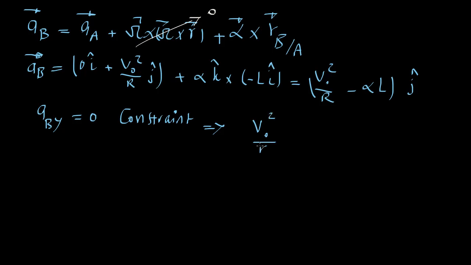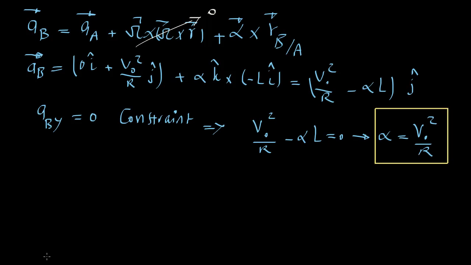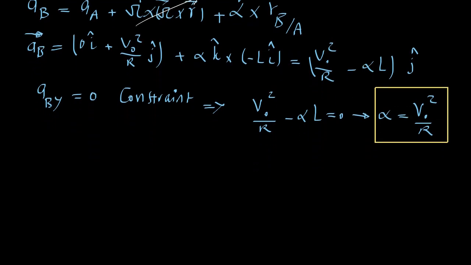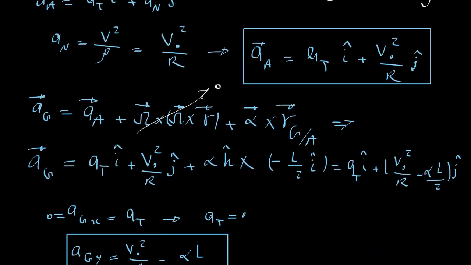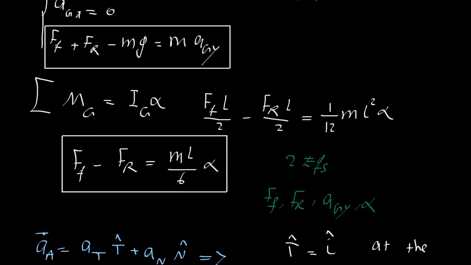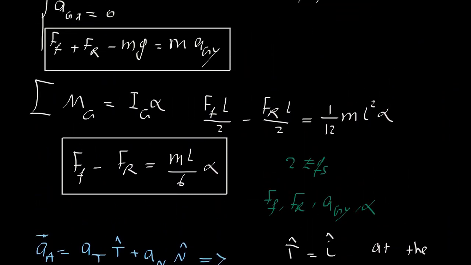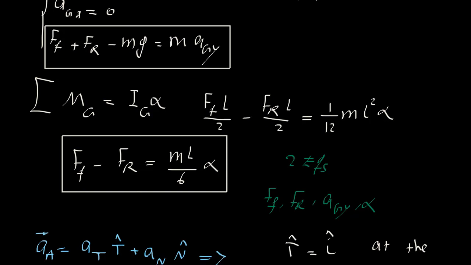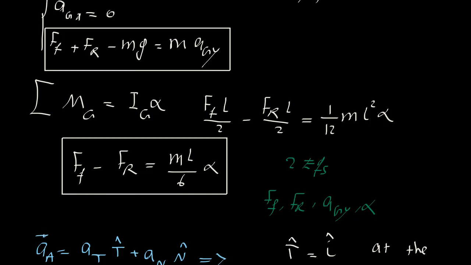V naught squared over R minus alpha L is equal to 0. And look at this equation, we can extract alpha here. So alpha is equal to V naught squared over R. Let's highlight this equation with a yellow box, because we just figured out alpha. We weren't asked to find alpha, but it's good that we found it, and it helps us find the forces at the wheel. So now let's bring these equations down. We have 4 equations right now, and we should be able to find the 4 unknowns that we have.